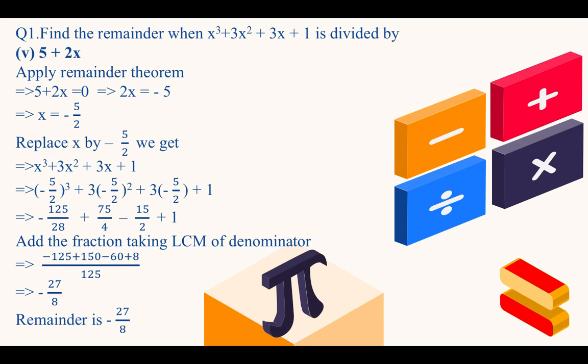Now the fifth part, 5 plus 2x. You will do 5 plus 2x is equal to 0. Same, you will apply the remainder theorem. I am not telling you this question, you will solve it as homework. You will write 5 plus 2x is equal to 0, then 2x is equal to minus 5, or x is equal to minus 5 by 2. Then you will replace all the x by minus 5 by 2. So you will do this question by yourself.